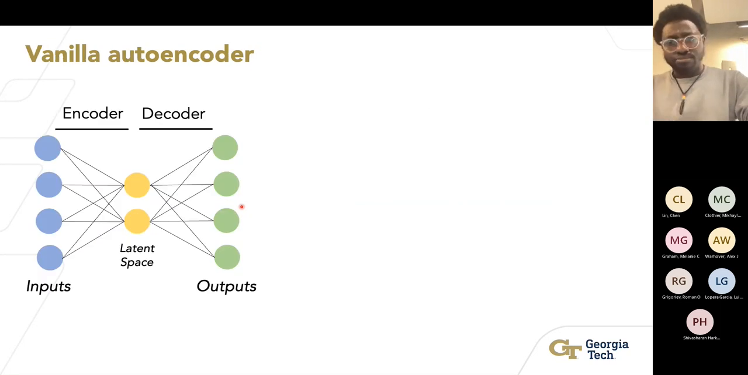Then I began to think about using things like an autoencoder for this. An autoencoder is based on a neural network. It could be fully connected, it could be a convolutional neural network, and you have your inputs, and then you summarize your inputs into a latent space, and from that latent space, you use a decoder to reconstruct your inputs.